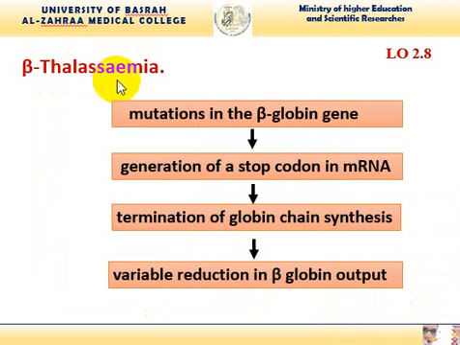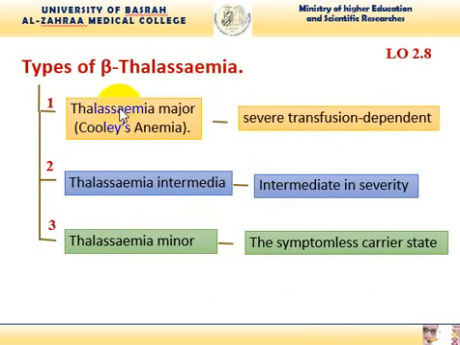In the case of beta thalassemia, a mutation in the beta globin gene leads to the generation of a stop codon in the messenger RNA. This stop codon terminates globin chain synthesis and leads to a variable reduction in beta globin output. So beta thalassemia could be thalassemia major, also called Cooley's anemia, which is severe and transfusion dependent, which means the patient needs frequent blood transfusions.